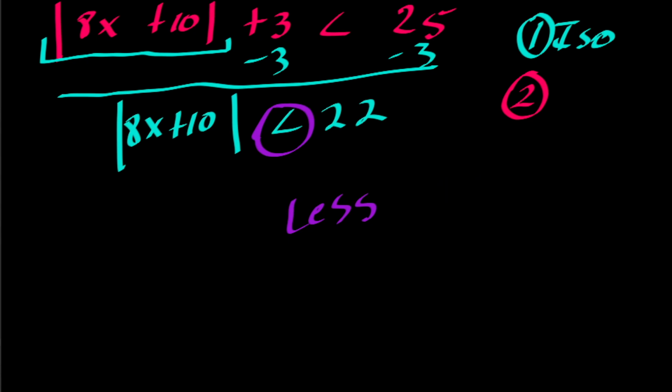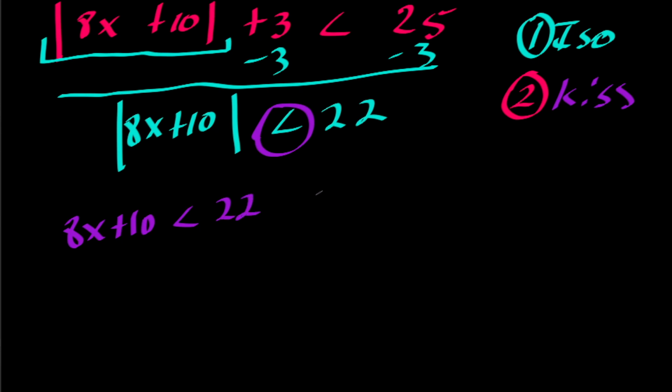So let me show you how to set up an and inequality. There's 2 ways you can do it. I'll show you the first way, which is probably the easiest to understand. You take everything except for the absolute value, and you just use that same KISS method. So you can say 8x plus 10 less than 22. Then you can just write a big and in the middle.